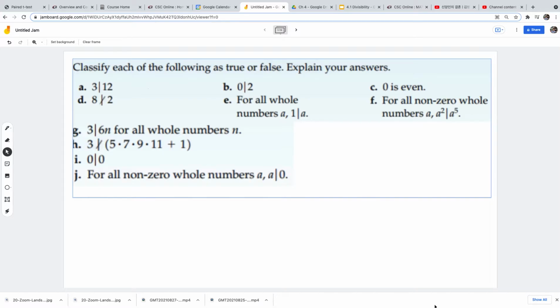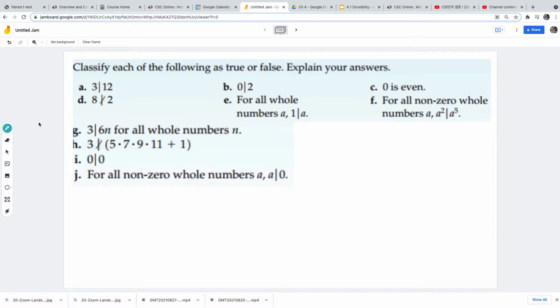Alright. Let's think about this one first. 3 divides 12. Does 3 divide 12? True or false? Yes, it is true because 12 is equal to 3 times what? 4. So 3 does divide 12. So yes, it is true.